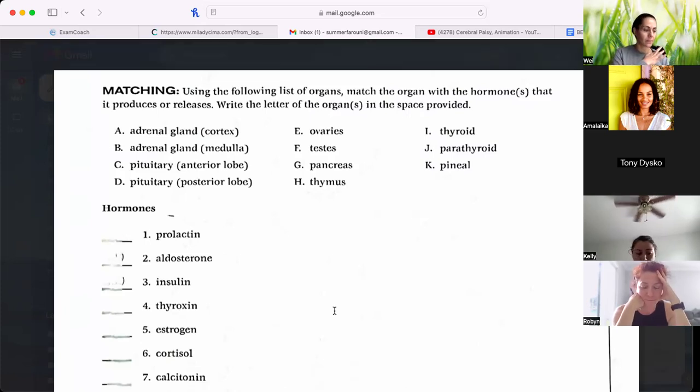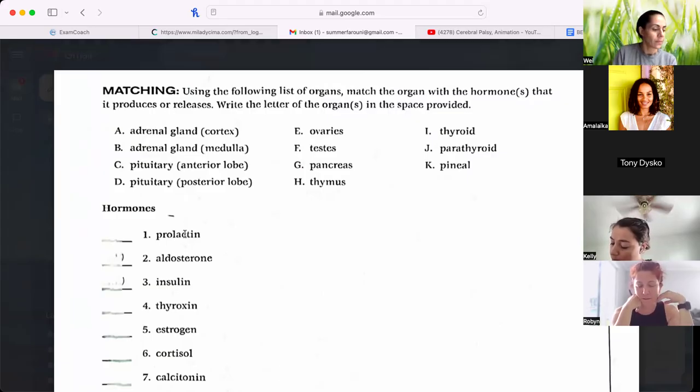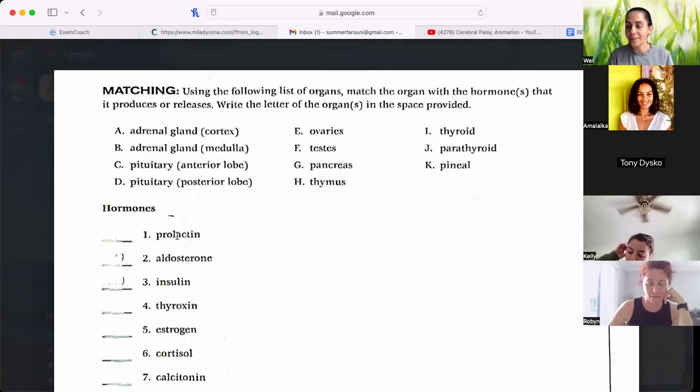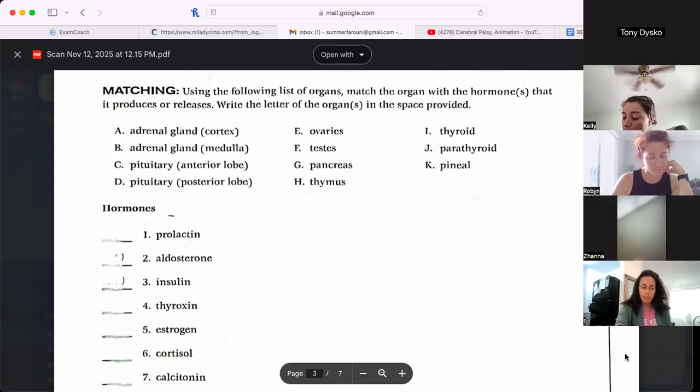Prolactin. Pituitary, anterior lobe. Posterior. I found it in the book as posterior, and it's anterior. Anterior. Okay. Yeah, it's anterior, correct? You found it like that too? Yeah. Okay, cool. We'll do it together. Awesome.